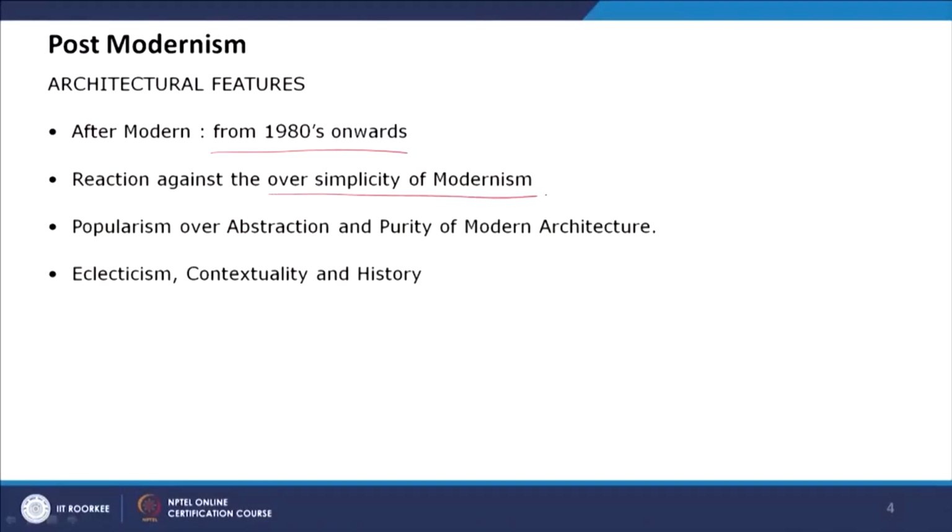So the world right now, we are in a stable world. Till now we are in a stable world, so no world war is happening after 1980s. So the situation and looking at art and design and architecture was very different in the postmodern era. So, a reaction against the oversimplicity of modernism. Together, if we look at it, modernist movements are simplified.